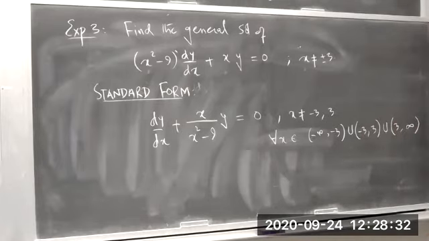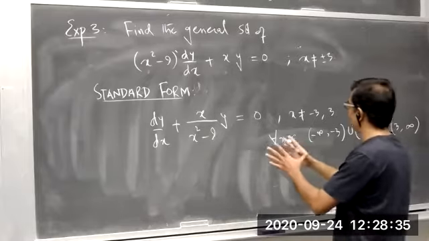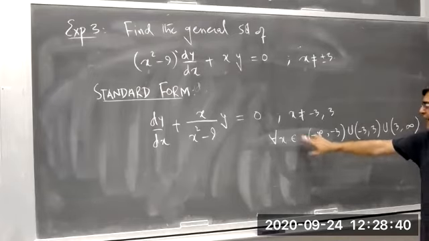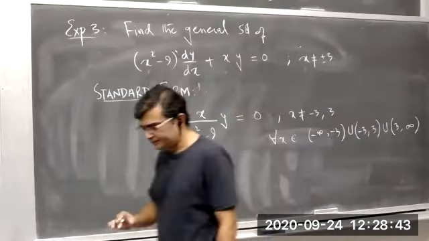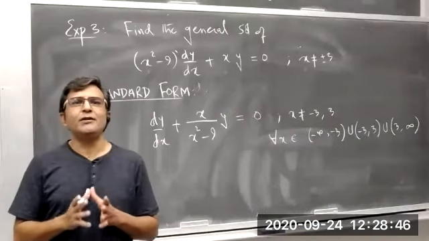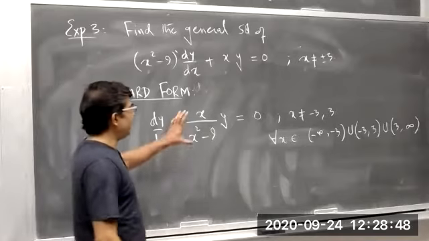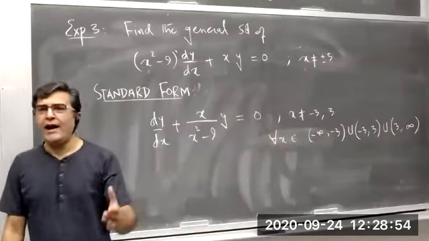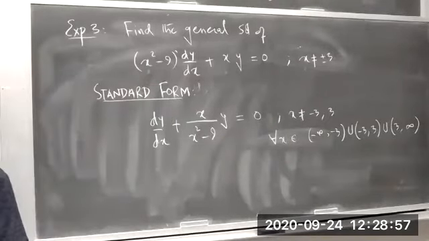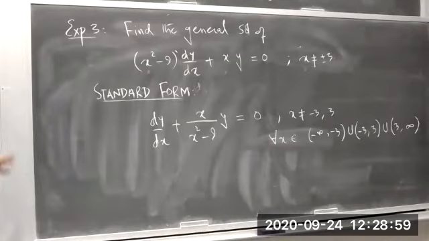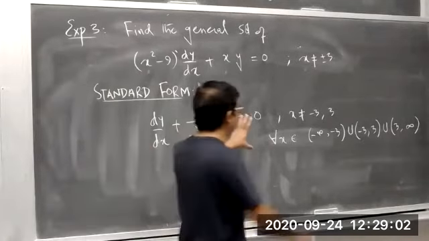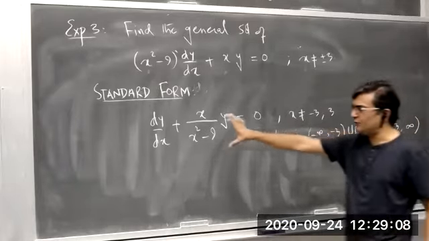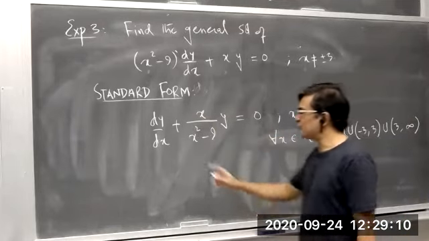So this differential equation is defined for all x on this interval, where x cannot be plus 3 or minus 3. In this example, we shall also see that a differential equation might be defined on some interval and its solution might be defined on some different interval. These are two different things. This interval is the domain of that differential equation. Now, let's try to solve this differential equation.